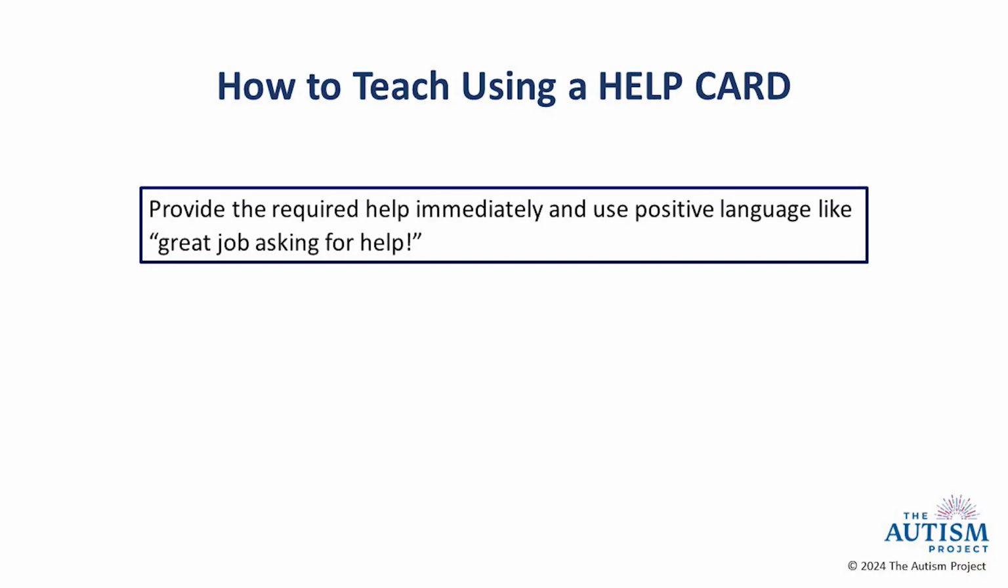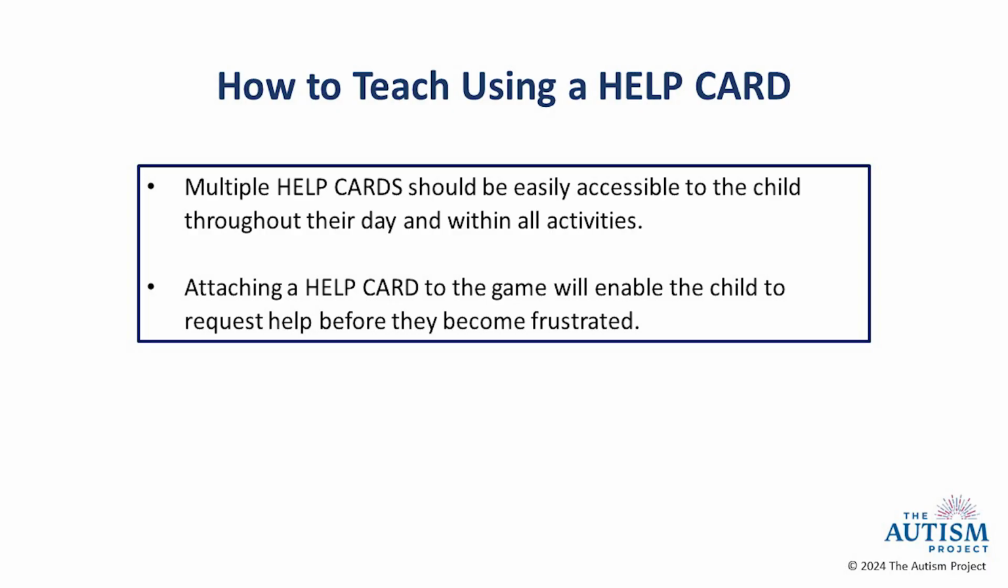We're going to have the help card within reach and visually accessible to the person. Using the hand-under-hand technique, we're going to assist the child to give the help card to an adult, modeling, I need help. Once we receive the card, we are going to give them the help immediately and use positive language. That was a great job asking for help. We want to reinforce a skill that we're teaching. Multiple help cards should be easily accessible. Attaching help cards to games or any other activity so the child will have access to that before they become frustrated will be super beneficial.